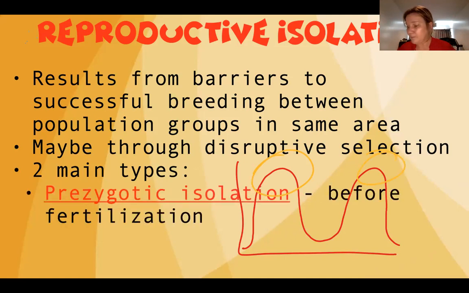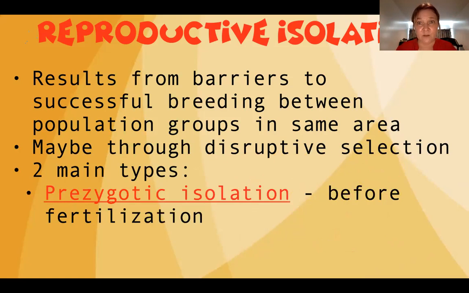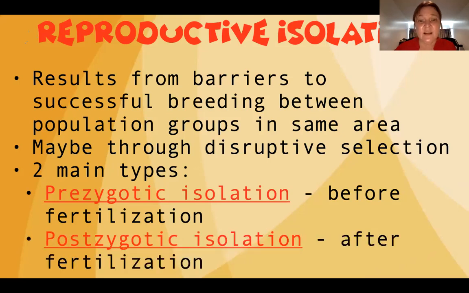There are two main types of reproductive isolation. One is called pre-zygotic isolation, which is before fertilization, and post-zygotic isolation, which is after fertilization. And I will clarify the two coming up.